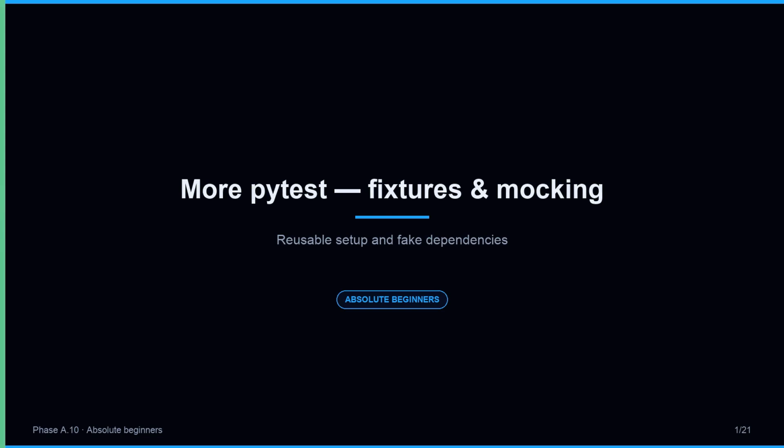We meet fixtures, a clean way to share setup code across many tests. We meet conftest.py, the file where project-wide fixtures live. And we learn mocking, how to fake an external call so your tests run fast and never touch the network. These three tools turn pytest from a toy into a professional toolkit.